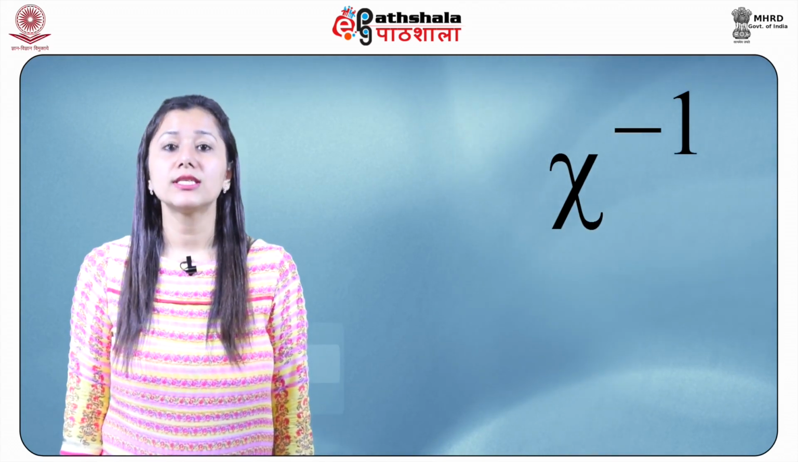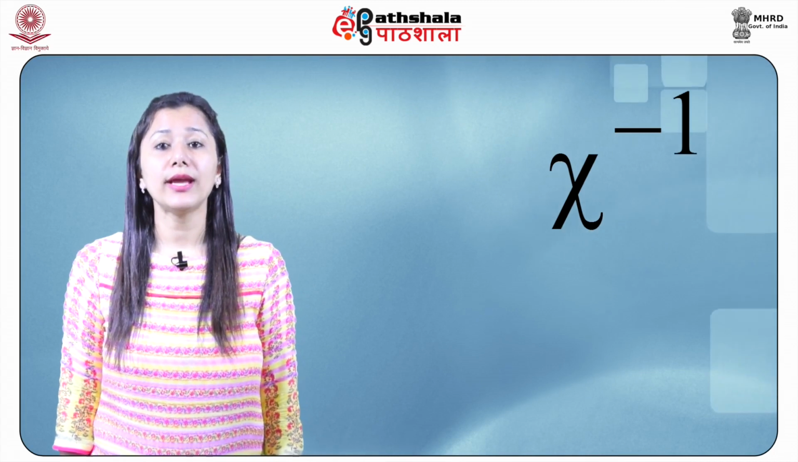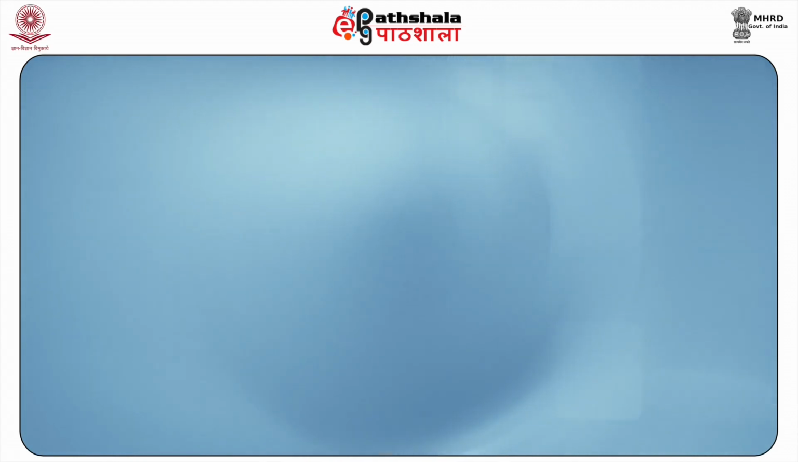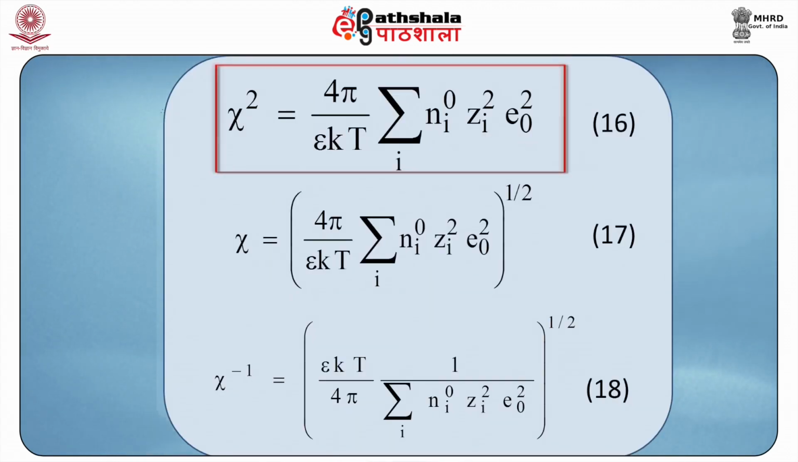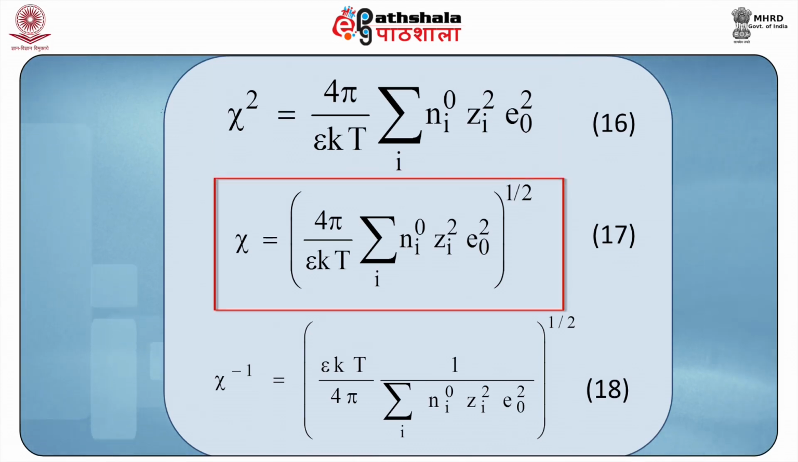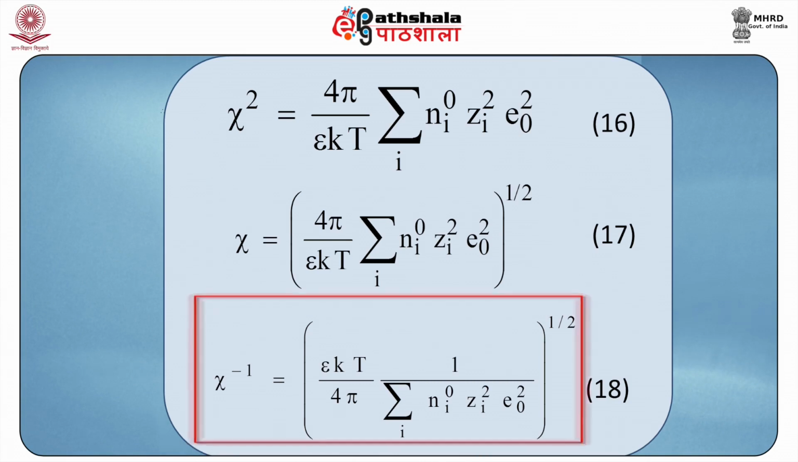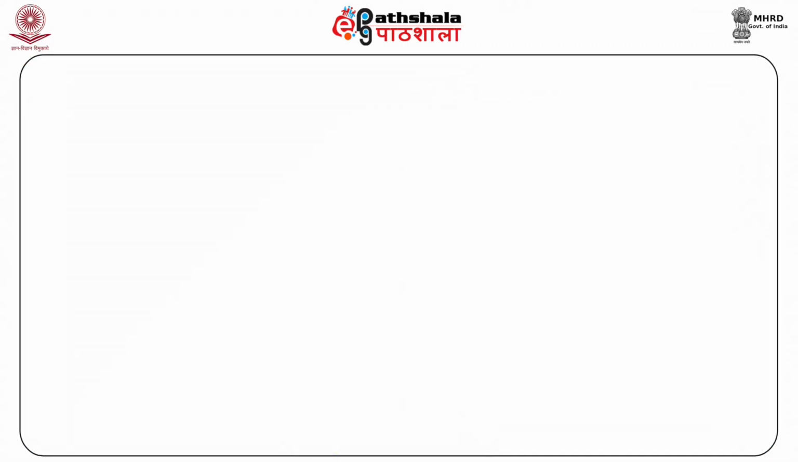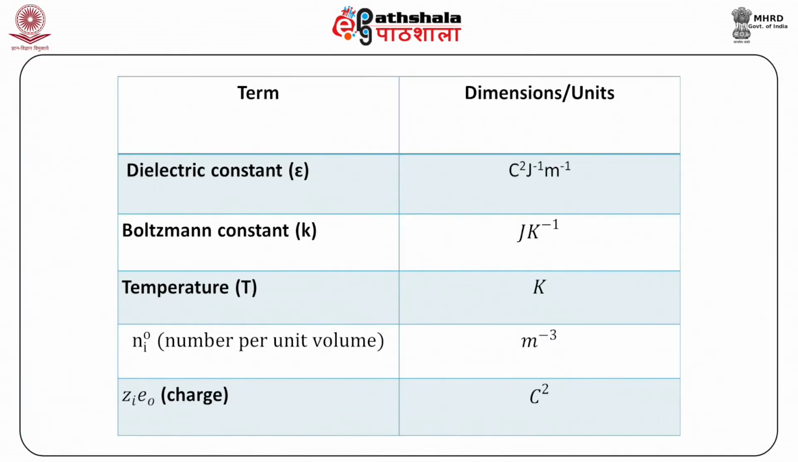Therefore, chi inverse is known as the thickness or the radius of the ion cloud which surrounds a reference or central ion, where chi inverse is given by equation 16, or chi can be given by equation 17, which means chi inverse is equal to what is given by equation 18. An elementary dimensional analysis of equation 18 reveals that chi inverse has the dimension of length. It can be proved as follows.